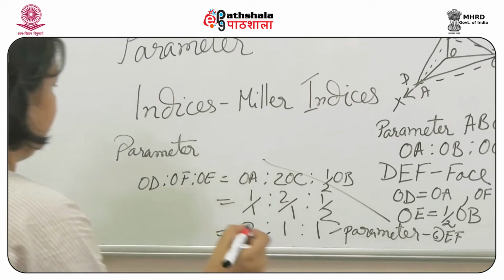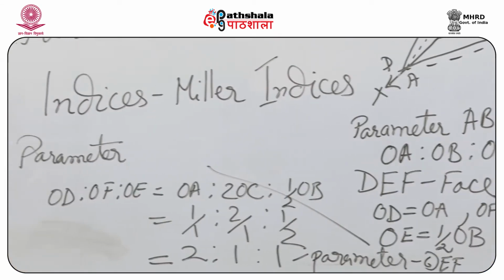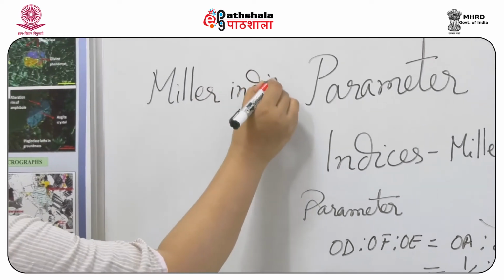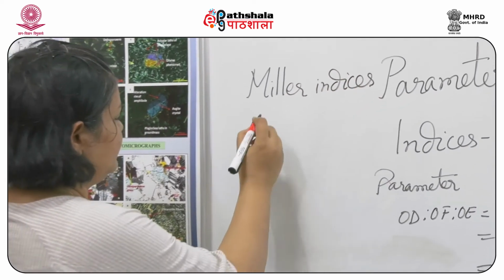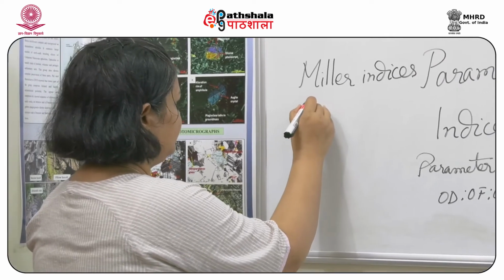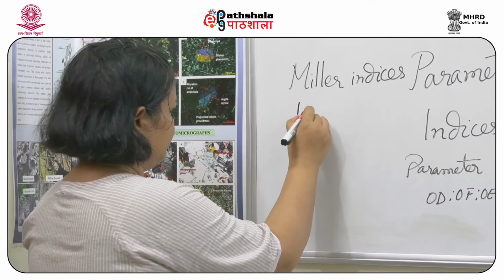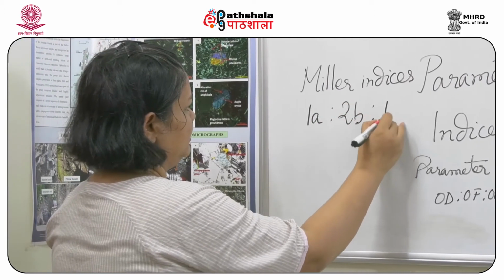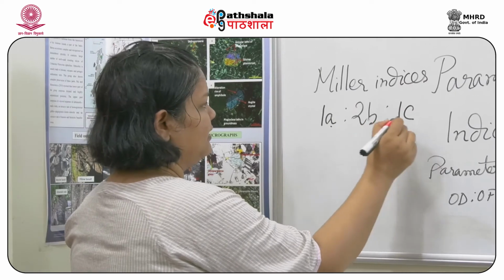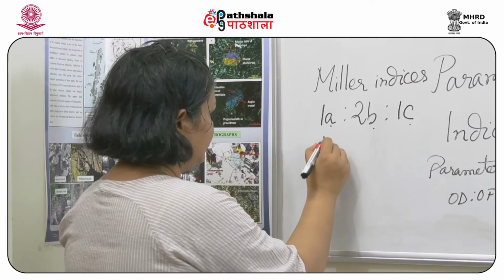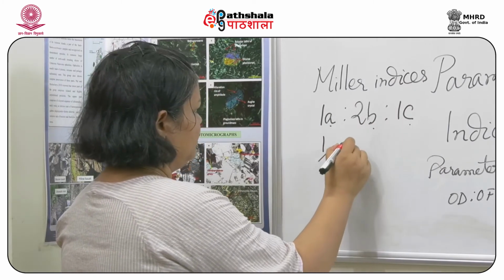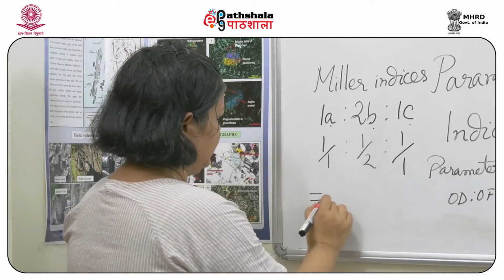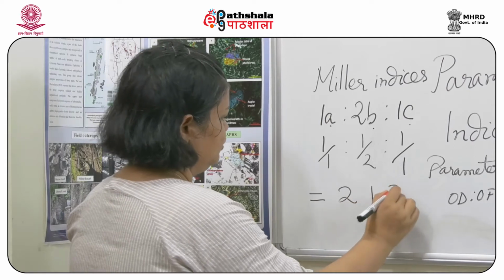Moving on to how to arrive at Miller indices. Miller indices are nothing but the reciprocal of the intercepts of the crystal faces. For instance, a face has a crystallographic intercept of 1A is to 2B is to 1C. Here A, B, C are the crystallographic axes. We will invert this. So it is 1 is to 1 is to 1 is to half is to 1 is to 1, which gives 2, 1, 2.